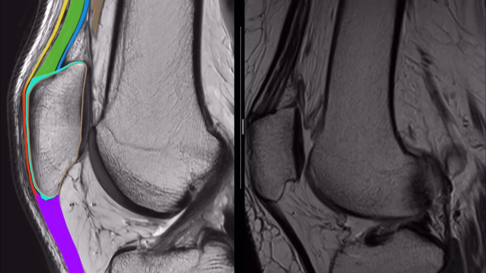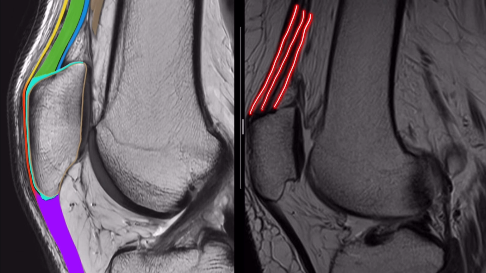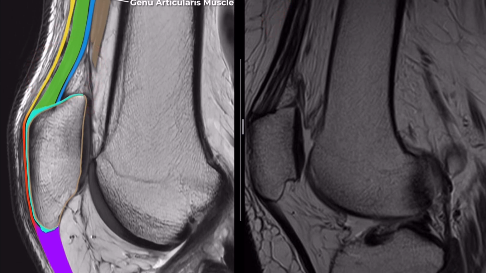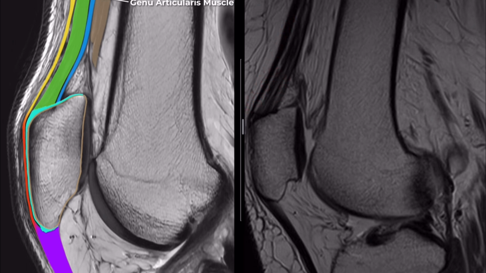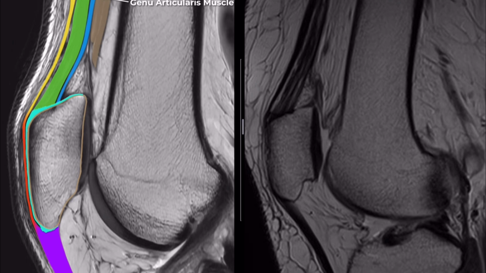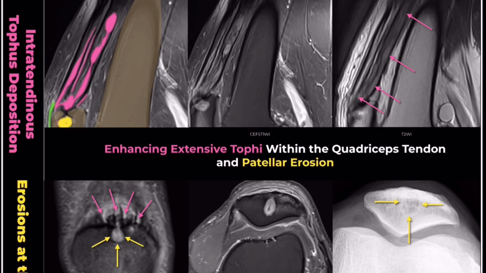The quadriceps tendon exhibits a layered configuration, creating a laminated appearance. This is best appreciated on sagittal MR images as low signal intensity tendinous bands separated by linear interdigitating fat. Now, let's compare this with a case of intratendinous Tophi deposition within the quadriceps tendon.